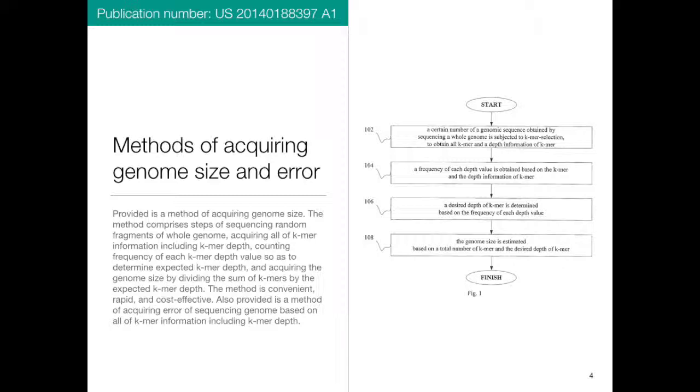Number 3. Methods of acquiring genome size and error. Provided is a method of acquiring genome size. The method comprises steps of sequencing random fragments of whole genome, acquiring all of k-mer information including k-mer depth, counting frequency of each k-mer depth value so as to determine expected k-mer depth, and acquiring the genome size by dividing the sum of k-mers by the expected k-mer depth. The method is convenient, rapid, and cost-effective. Also provided is a method of acquiring error of sequencing genome based on all of k-mer information including k-mer depth.